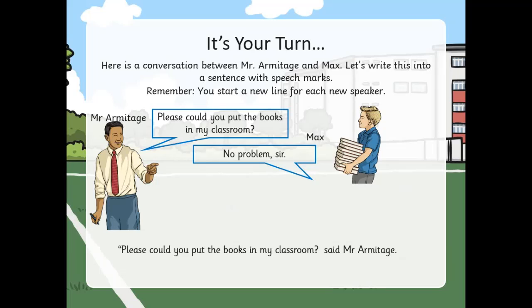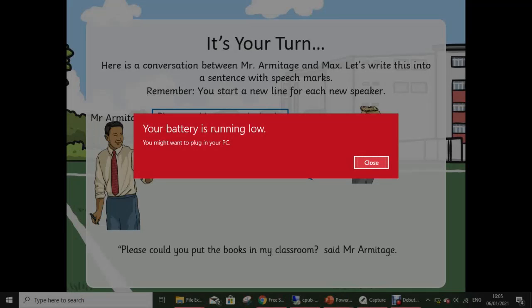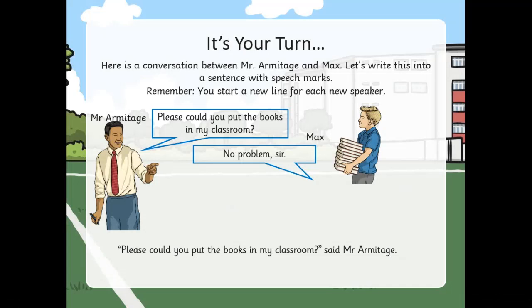Now we look at the end of the part that Mr. Armitage said. We can see that it ends there, at the end of "classroom." We can see that Mr. Armitage said, "Please could you put the books inside my classroom?" Next, we go on to what Max said. "No problem, sir." We know that Max is the one saying that, so we write, "No problem, sir," said Max.